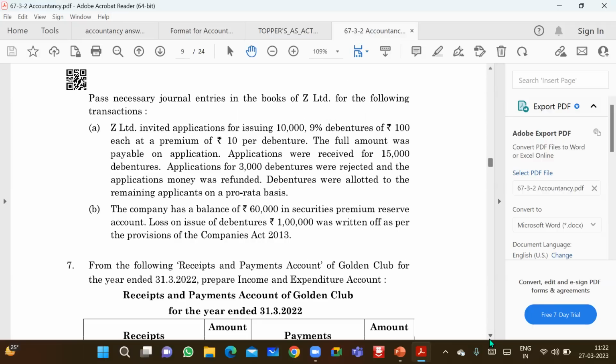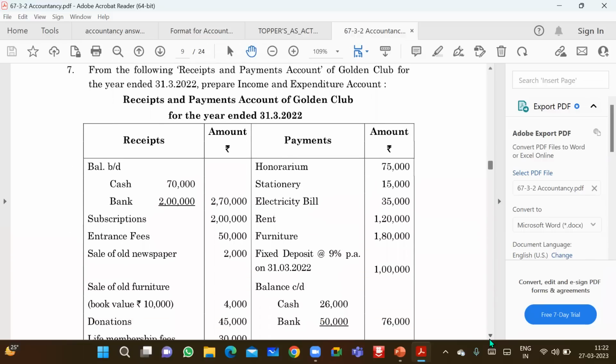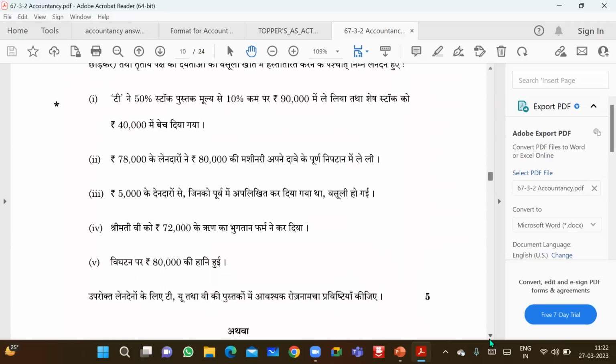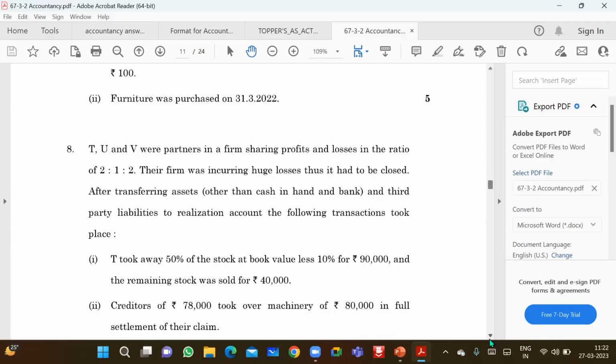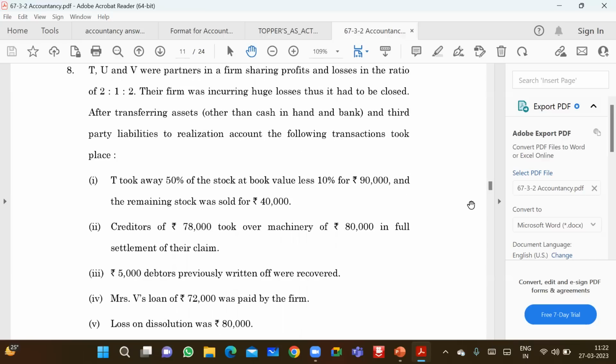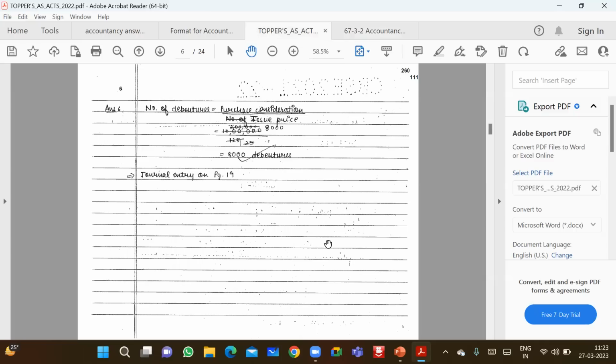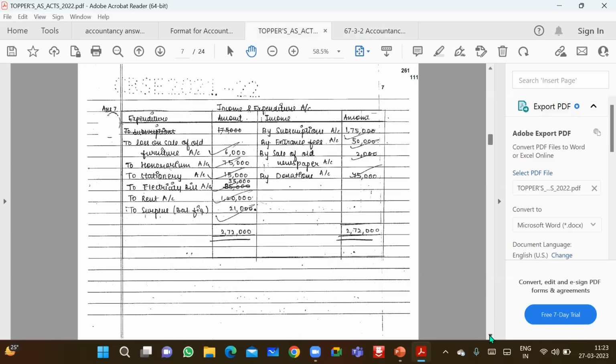Now let's move to question number 7. This question is not in the syllabus, so we are skipping it. And now question number 8. In question number 8, you can see there are 3 partners who are sharing profit and loss in the ratio 2:1:2, and they are closing their partnership firm. Now what's asked? In the last, it is asked to pass journal entries. So this question is exclusively based on journal entries. This question can easily be attempted on the printed journal. So let's see how the student has attempted this.